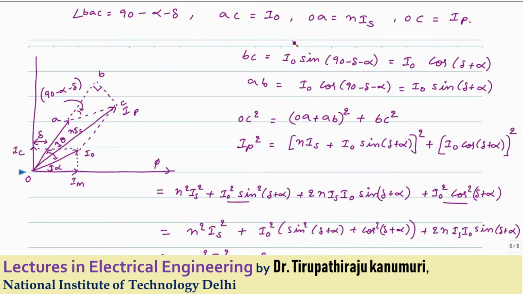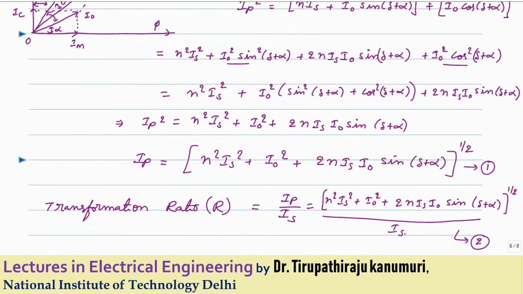I am just substituting the value of OA, AB and BC here. So I have substituted here and expanded them. When you expand them, you can see I naught square sine square delta plus alpha is there, and I naught square cos square delta plus alpha is there. We know that cos square theta plus sine square theta will be equal to 1, so we can sum them.